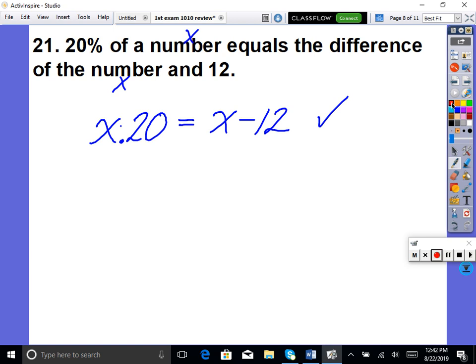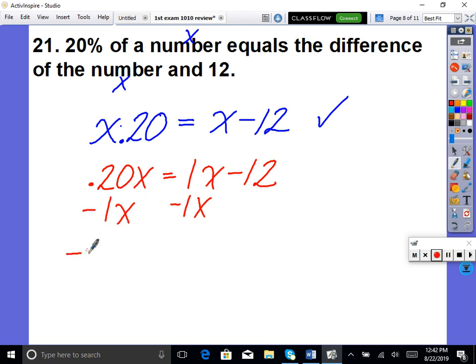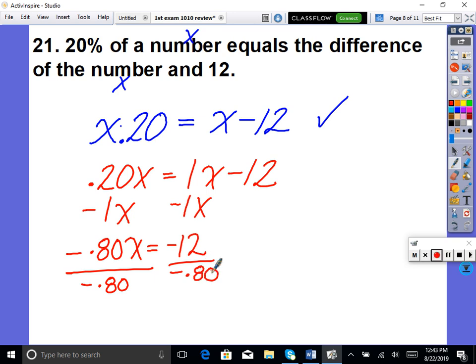But if we did, don't let the decimal throw you off. Remember, this is the same thing as 0.20x equals 1x minus 12. So then we would just subtract 1x, subtract 1x. That'd be negative 0.80x equals negative 12. Divide by negative 0.80. So you guys get the picture, right? It's not a big deal if we have decimals here. We'll just still combine like terms. All right, it did tell us we didn't need to solve though, so we would have stopped right here.